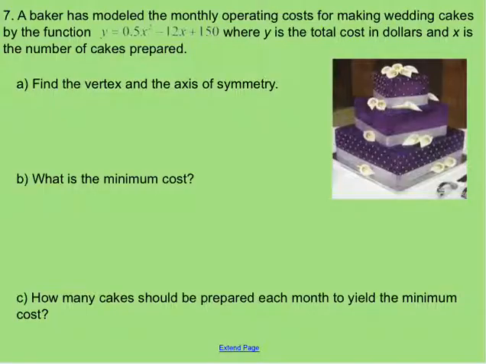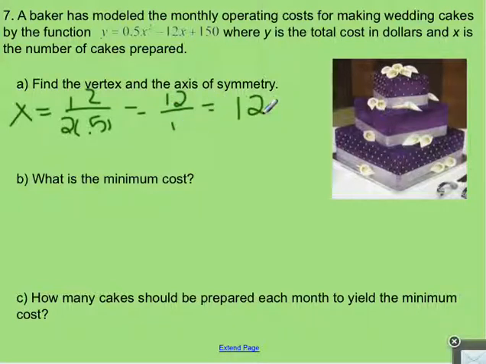All right, let's go ahead and take a look at number 7. So we want to find the vertex and the axis of symmetry for part A. So let's go ahead and do that. So we're going to do x is equal to opposite of b over 2 times a. 12 divided by 2 times 0.5 is just 1, and 12 divided by 1 is just 12.